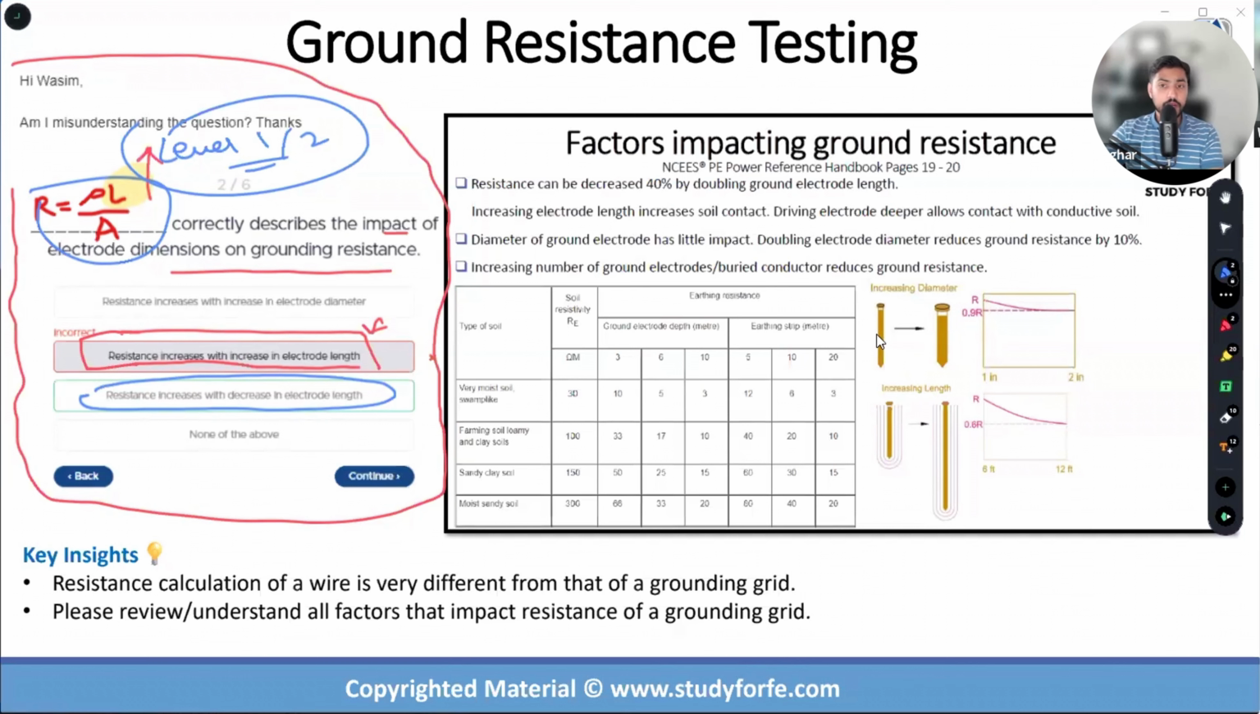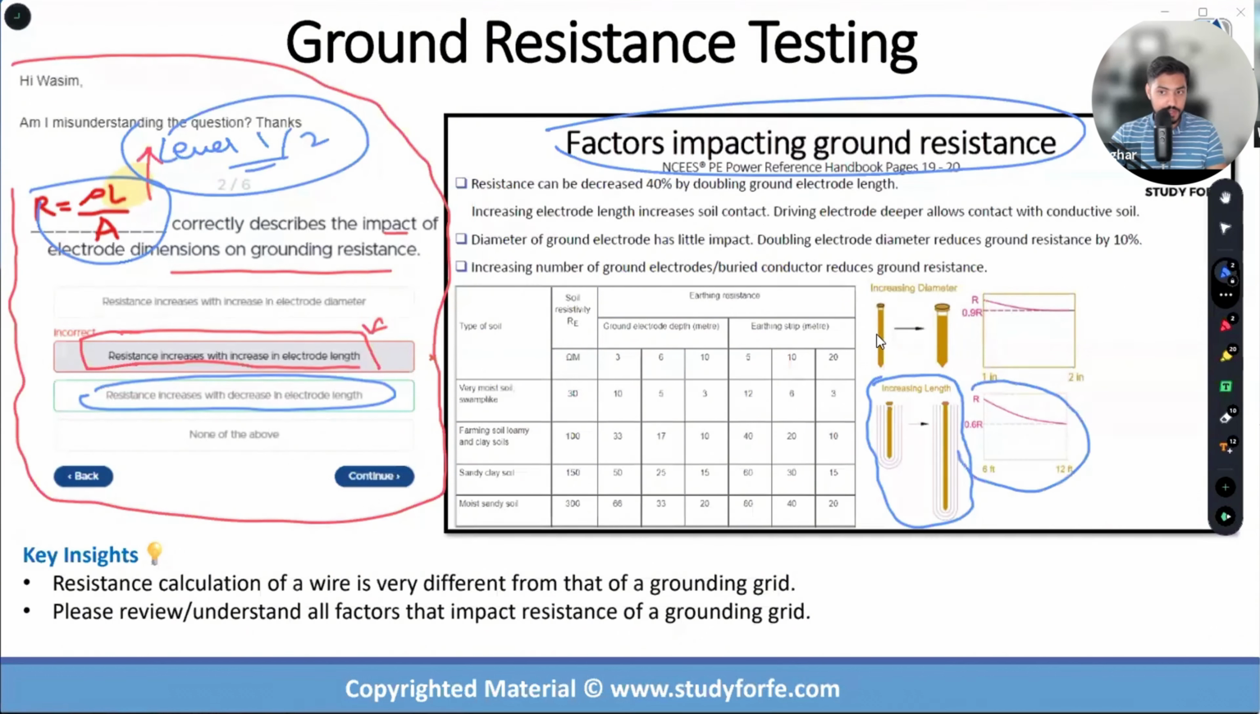But we know that when we are talking about ground resistance, first of all, there's no straightforward formula. You've seen Schwarz's equation and this and that, right? They're all very complicated estimations, basically. Things are very different when we're dealing with ground resistance. And we know that when we increase the length of the electrode, the resistance, and I actually included this in the live training, is actually reducing. Why is that?